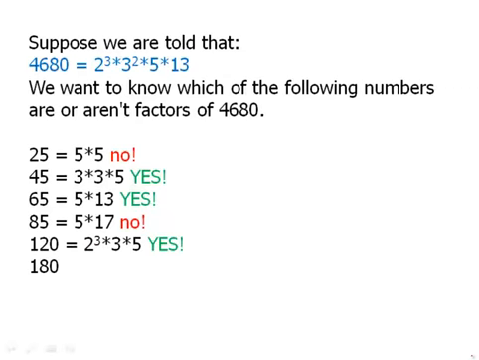180. Well, that is 30 times 6. 6 is 2 times 3. 30 is 6 times 5. So we get 2 times 3 times 5. So we need 2 powers of 3, 2 powers of 2, and 1 power of 5. And we have all that in the prime factorization of 4680. So in other words, 4680 would be divisible by 180. That would actually work. So we've used the prime factorization to figure out whether these other numbers could be divisors of 4680.